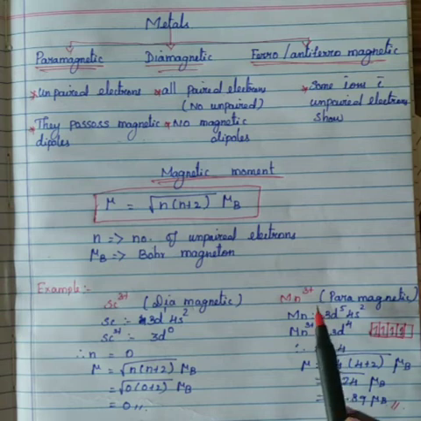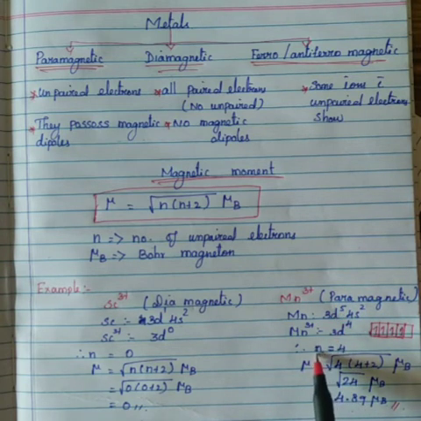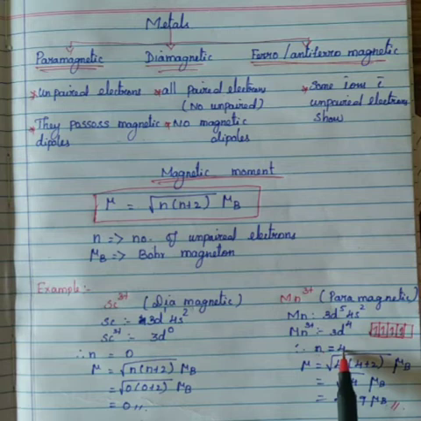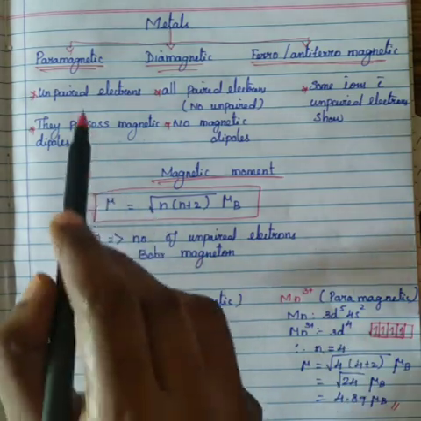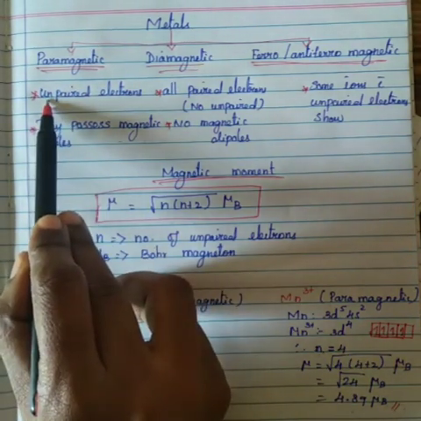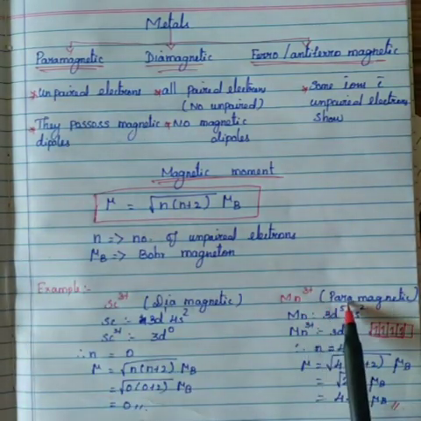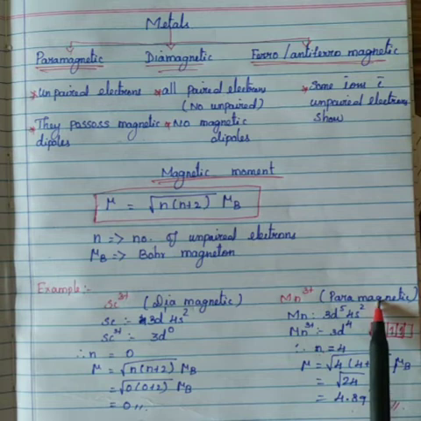Next, we find whether manganese 3+ is diamagnetic or paramagnetic. How many unpaired electrons do we have? 4. If unpaired electrons are present, that metal is paramagnetic. So we have 4 unpaired electrons in manganese, so manganese 3+ is paramagnetic in property.